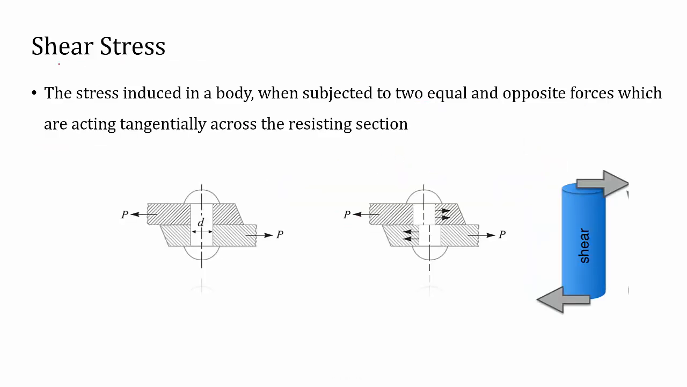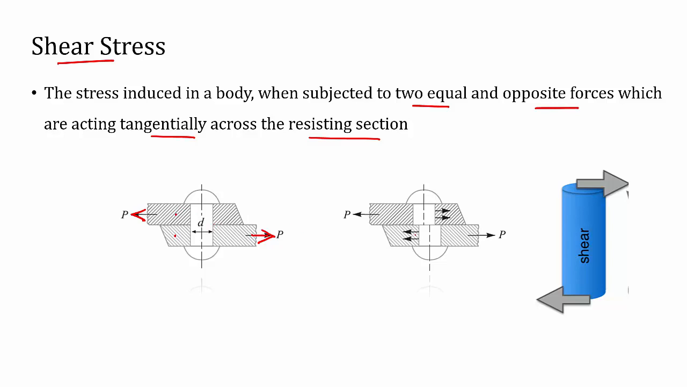The third type of stress is shear stress. So the stress induced in a body when subjected to two equal and opposite forces which are acting tangentially across the resisting section. So here you can see that. So this is actually a bolt or a rivet. So two plates are connected by using the rivet, and in one plate the load is acting towards left side, and in other plate the load is acting towards right side. Okay, so this kind of load will produce some shear stress.